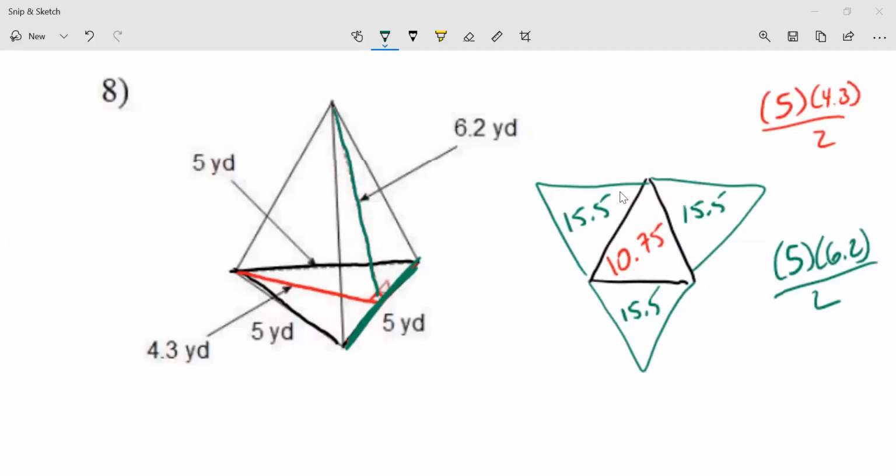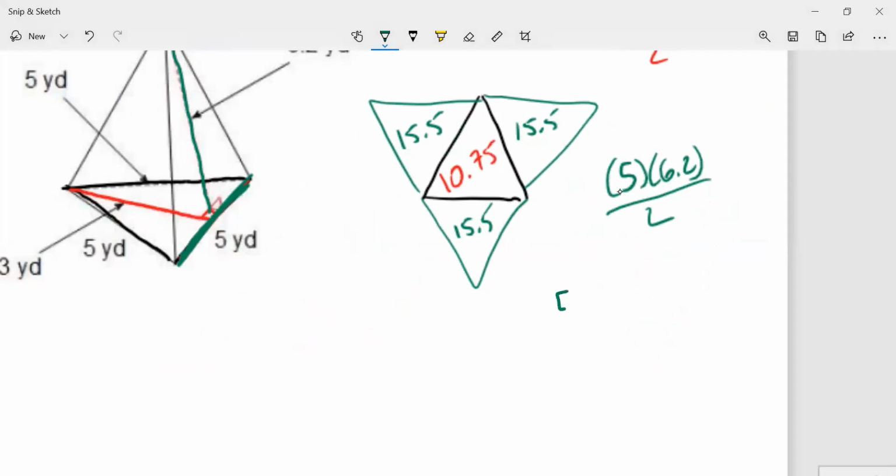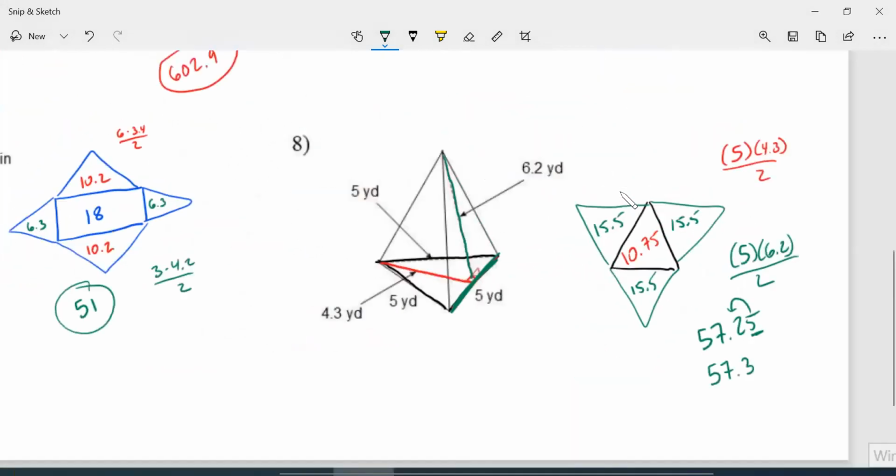Now that I have everything that I need, let me add my 3 triangles. So 15.5 3 times plus 10.75. According to my calculator, I get 57.25. But I know I have to round it to the nearest tenth, so 1 decimal place. My second decimal place is big enough, so that 5 is going to push the 2 over. So my answer should be 57.3. Nice. Now let me flip the page and take a look at question number 9.